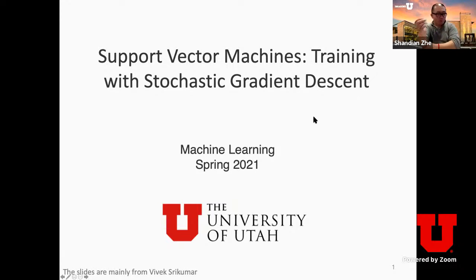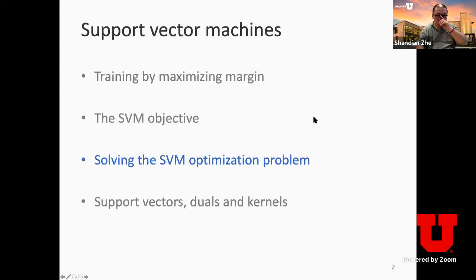So now the remaining thing regarding support vector machine is how to conduct training, right? In other words, how do we optimize the objective function in SVM? We're going to first talk about the training in the primal domain. We're going to talk about stochastic gradient descent again. So this is our third topic in the outline, solving the SVM optimization problem.